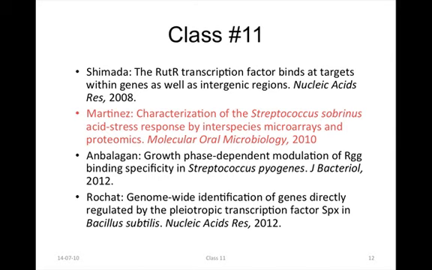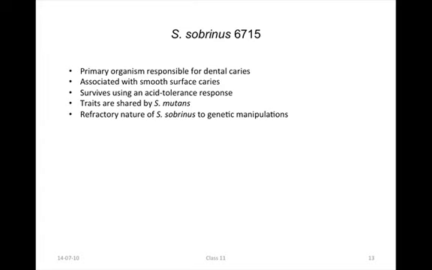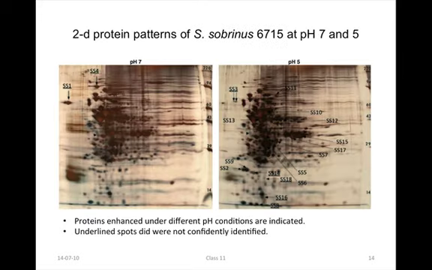So here we go, Martinez, the characterization of Streptococcus sobrinus. What is sobrinus? Apparently, it's a primary organism responsible for caries. It's found along with mutans to cause cavities. Now it's found on smooth surfaces. It has an ability to tolerate acid in a very similar manner to how mutans can tolerate acid. However, it's really tough to work with in a genetic way, so that's why it's not very commonly used.